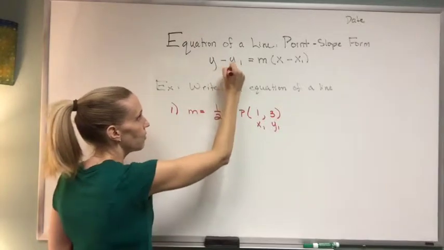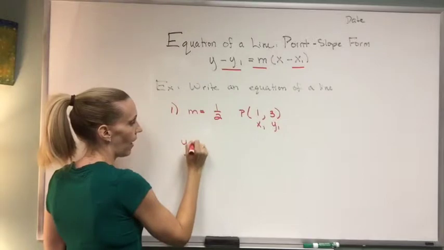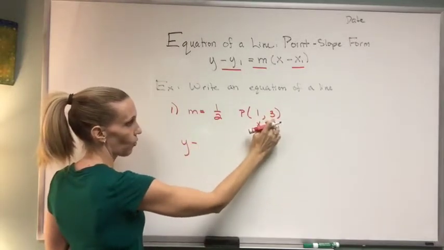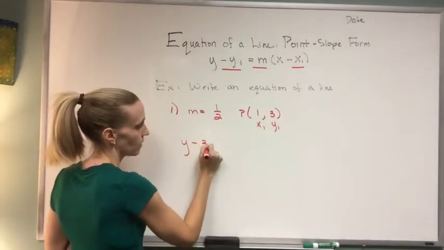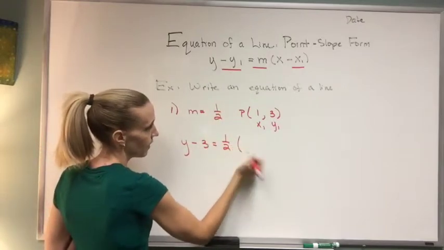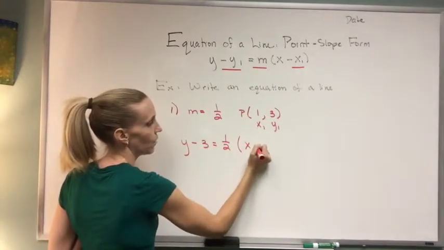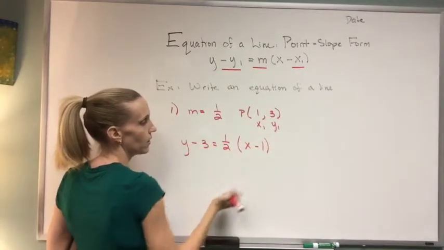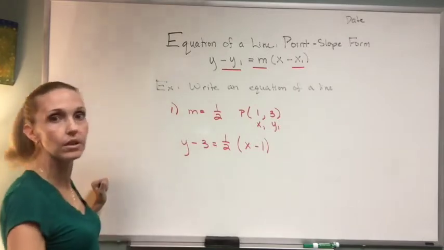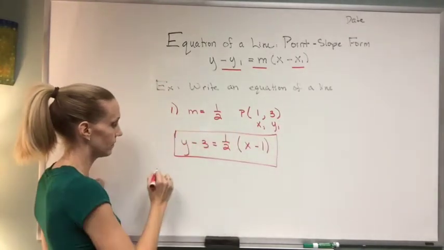Well, again, what we're plugging in is these 3. So I keep my y and I write minus 3 because that's my y coordinate. My slope is 1/2, and I do x minus, and my x1 is 1. So this is an equation of a line. You can leave it like this. This is your answer right there.